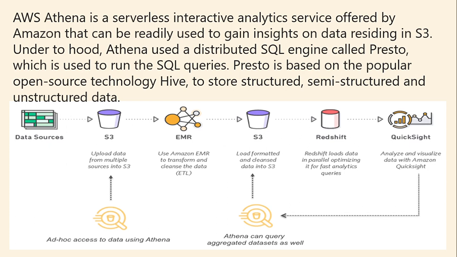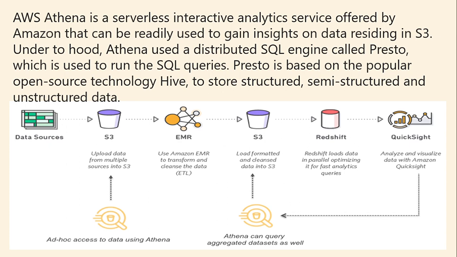Amazon Athena can query relational databases as well, and using this you can analyze and visualize data with Amazon QuickSight. So S3 loads formatted and cleaned data, and after that Redshift loads it in parallel, optimizing it for fast analytics queries. So Athena is mainly for querying something from an S3 bucket.